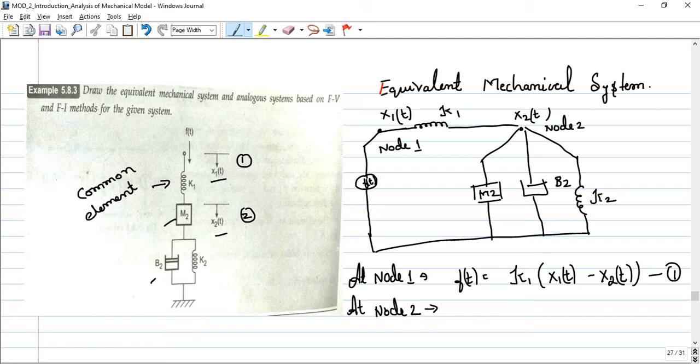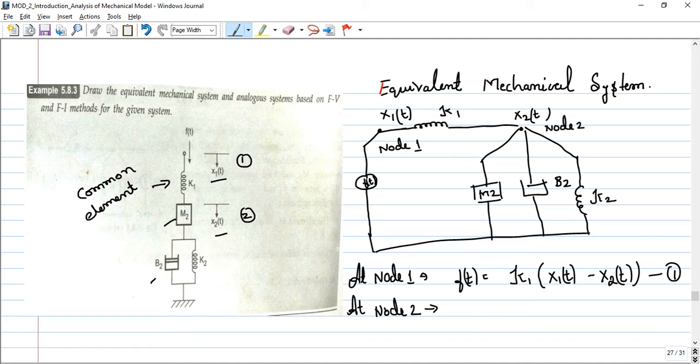So I don't have any force applying on node 2. You can clearly see that there is no force acting. There is only mass m2 undergoing the displacement x2, and friction b2 and spring constant k2 which are undergoing the displacement x2 of t. So there is no force acting at node 2. So how will I consider this?